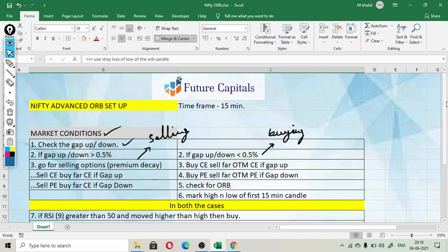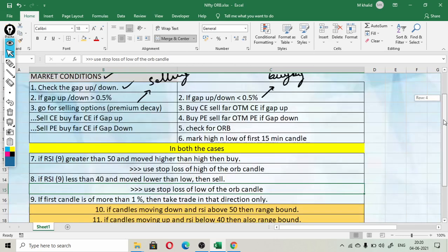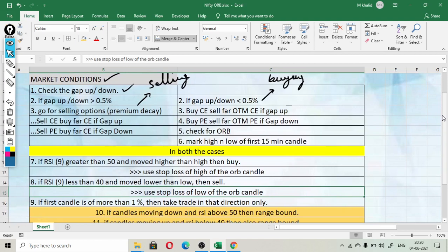We will illustrate it in the charts, as some conditions should also be met. First of all, let us see all the conditions we have to check, one by one. First, you check whether the market has opened gap up or gap down. If the market has opened gap up or gap down by more than 0.5%, then you go for option selling, and if it is less than 0.5%, then you go for option buying.